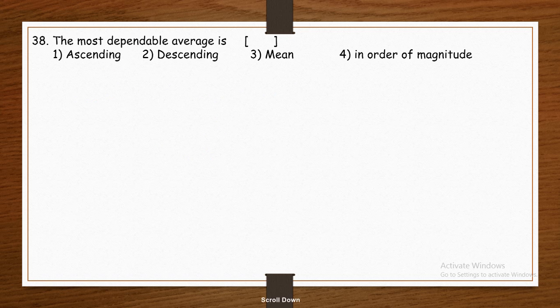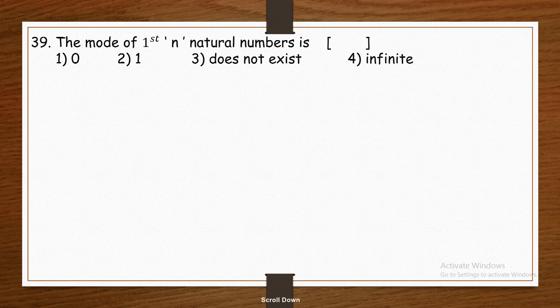Next, moving on to question number 38. The most dependable average is, see, wherever you use, so we are going to use mean. So it is the most dependable average. Next, moving on to question number 39.